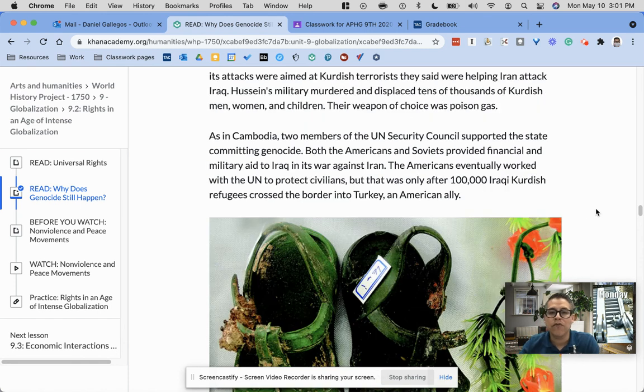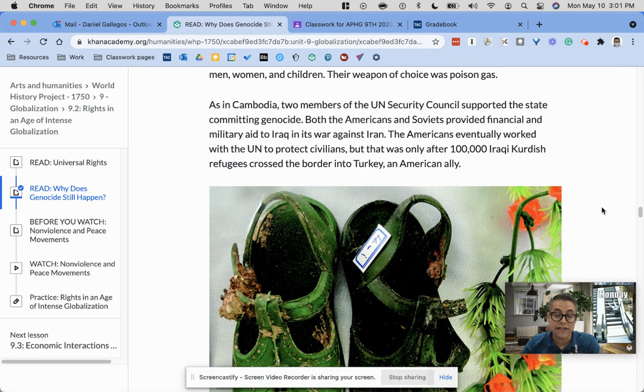As in Cambodia, 2 members of the UN Security Council supported the state committing genocide. Both the Americans and the Soviets provided financial and military aid to Iraq in its war against Iran. The Americans eventually worked with the UN to protect civilians, but that was only after 100,000 Iraqi Kurdish refugees crossed the border into Turkey, an American ally.